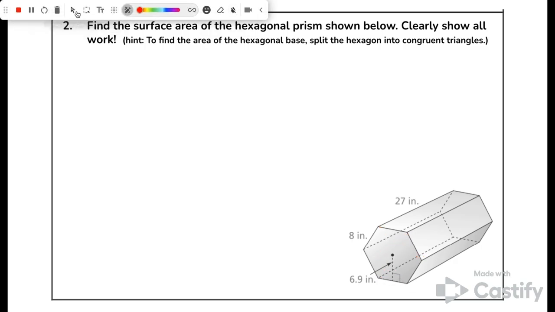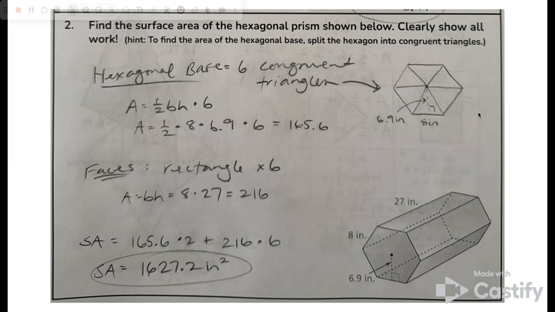So here is my work for this one. Again, you can pause to look at it more closely. I got 1,627.2 inches squared.